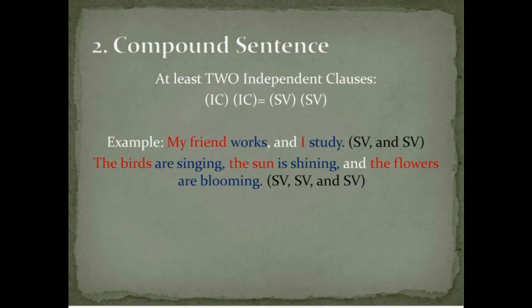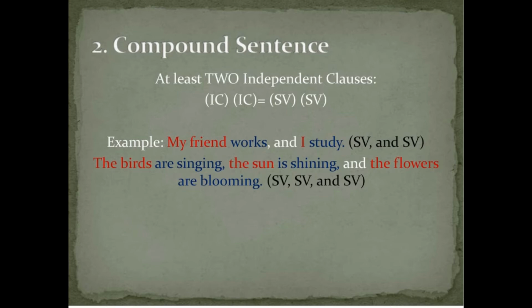A compound sentence contains at least two independent clauses, two ICs, or two units of subject and the verb. For example, my friend works and I study. We have two independent clauses. The first independent clause contains one subject and one verb, my friend works. And the second independent clause is I study, one subject I and verb study.